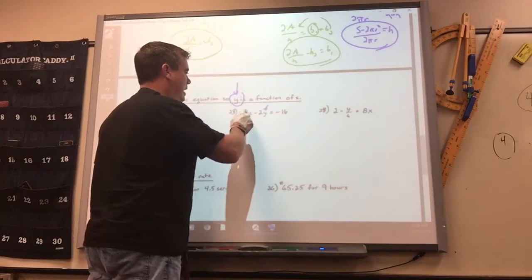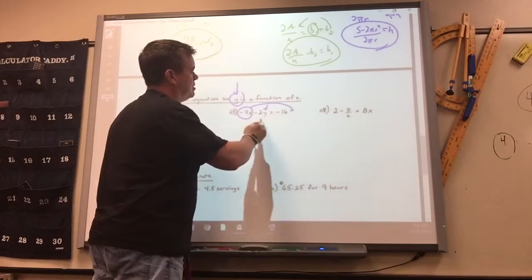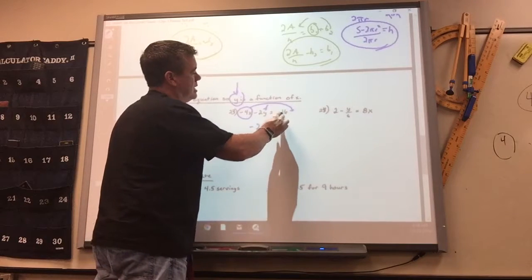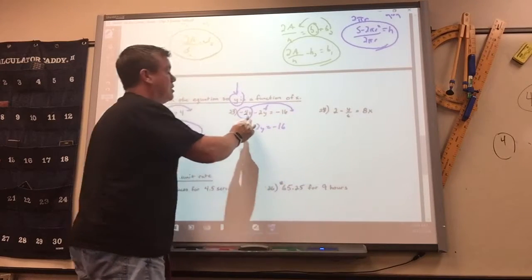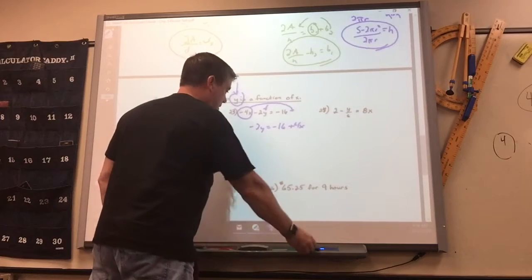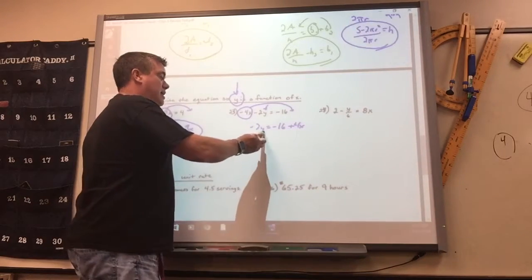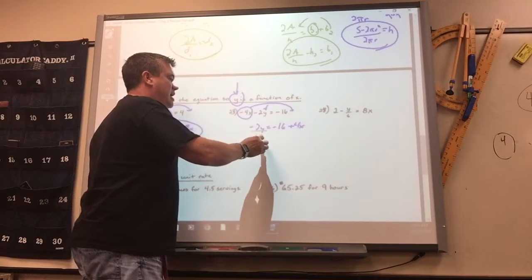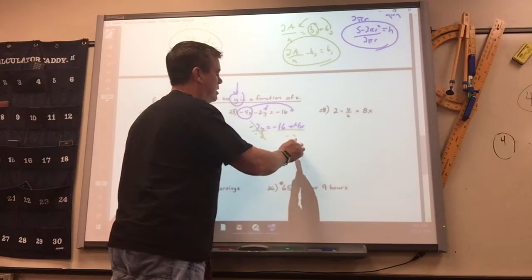Here's the y. Get rid of anything not hooked to it first. So that's going to stay the same. This is going to stay the same. This is going to change from minus to plus. Then, to get the y by itself, it's negative 2 times, so you divide by negative 2, and you're done.